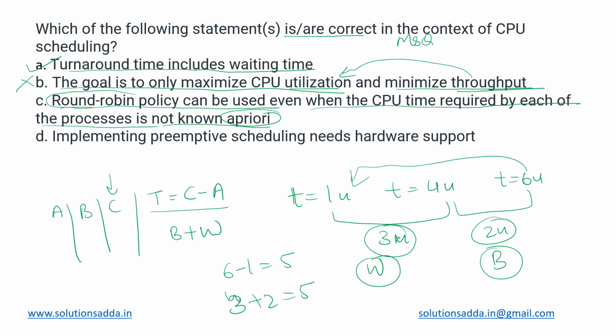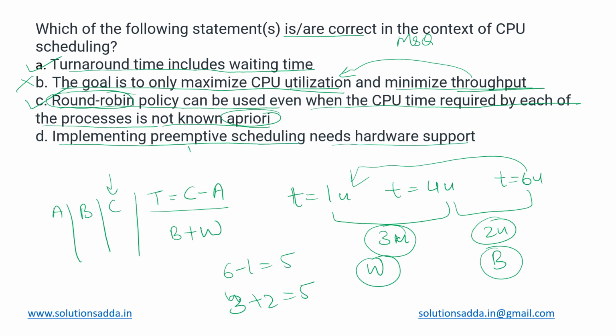There is a fixed time quantum for which we execute each process one by one until it completes. So even if we don't know, and we don't actually need to know what its burst time is, because we will keep executing it in different slices of time quantum each, and when it expires, then we will call it off. So round robin can be used. The statement is correct. The last one is implementing preemptive scheduling needs hardware support.